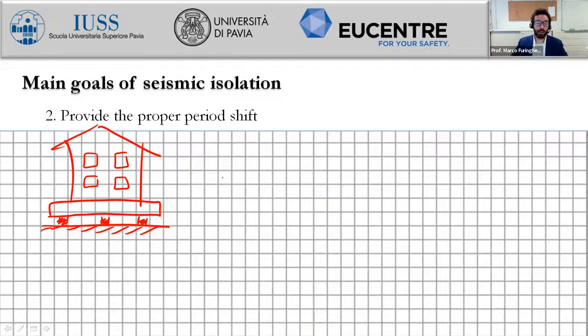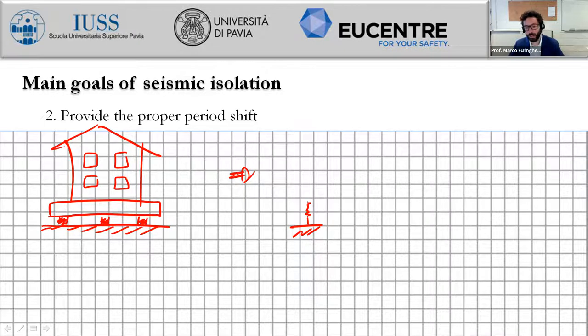Generally, a building can be considered as a single degree of freedom if we consider just the first mode of vibration. It is a very simple modeling assumption because we forget everything about the building, all the sizes, the elements, the material, but we just consider a period, the total mass, or the participating mass for the first mode. This is a simplification, but we can do that just to understand the behavior of seismic isolation. And let's consider also the isolation layer as a spring.